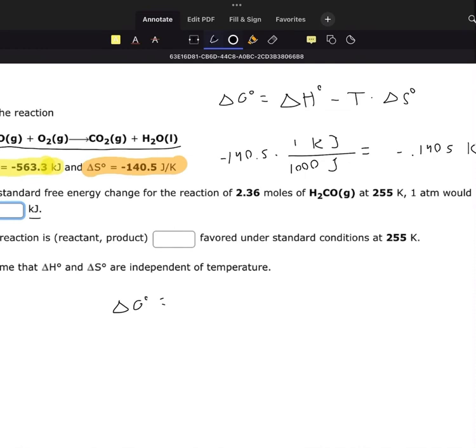And so now we need to plug everything into the equation. Delta G naught equals negative 563.3 kilojoules minus 255 Kelvin, that's the T, and then the delta S in kilojoules, so negative 0.1405, is equal to, let's see here, negative 527.5 kilojoules.